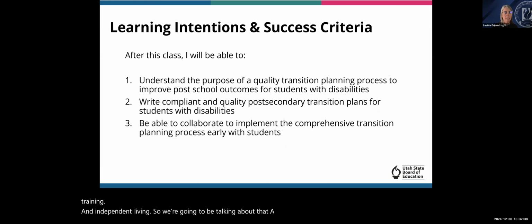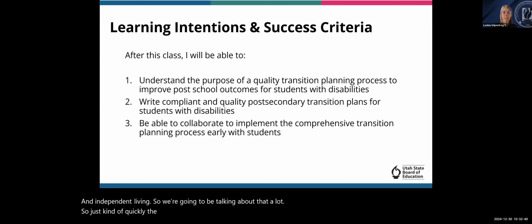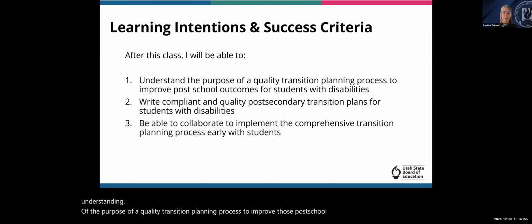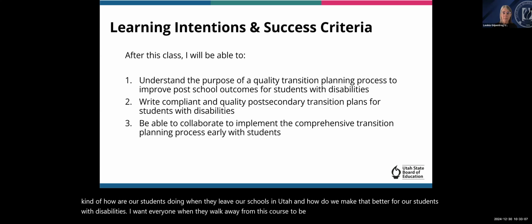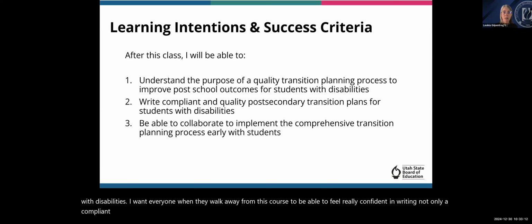So just quickly, the learning intentions and the success criteria for this course really will be to have a deep understanding of the purpose of a quality transition planning process to improve those post-school outcomes. I'm going to share with you how our students are doing when they leave our schools in Utah, and how do we make that better for our students with disabilities. I want everyone, when they walk away from this course, to be able to feel really confident in writing not only a compliant transition plan, but a quality one.